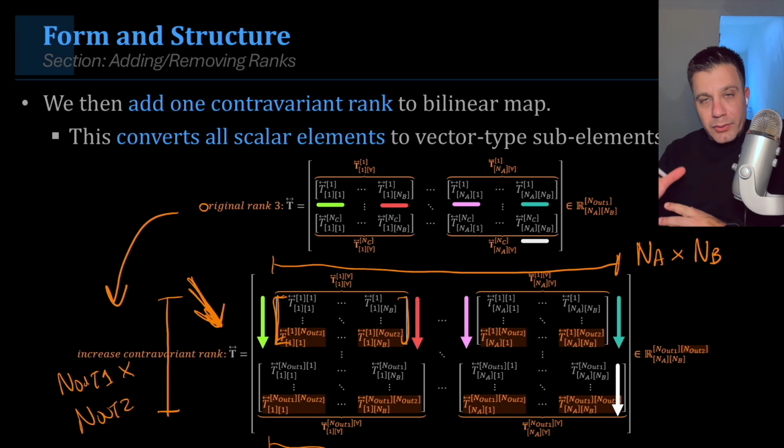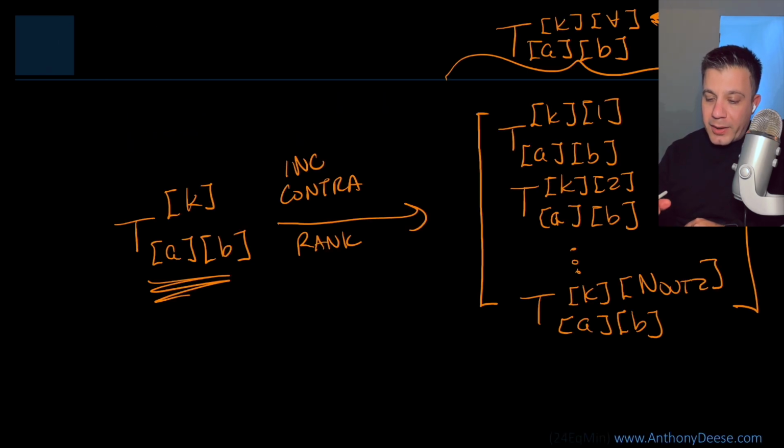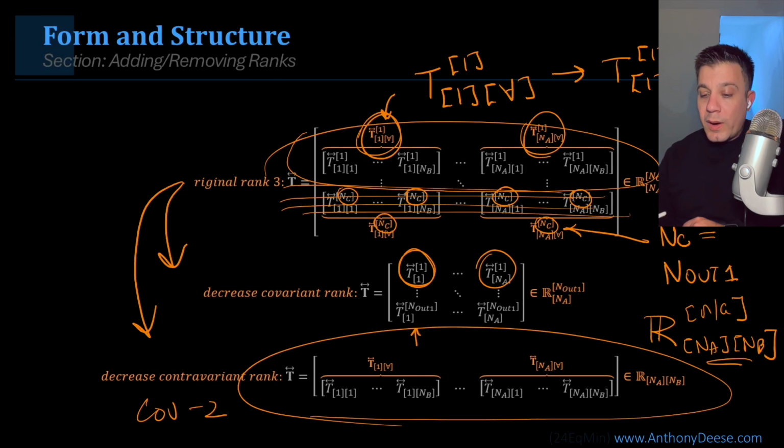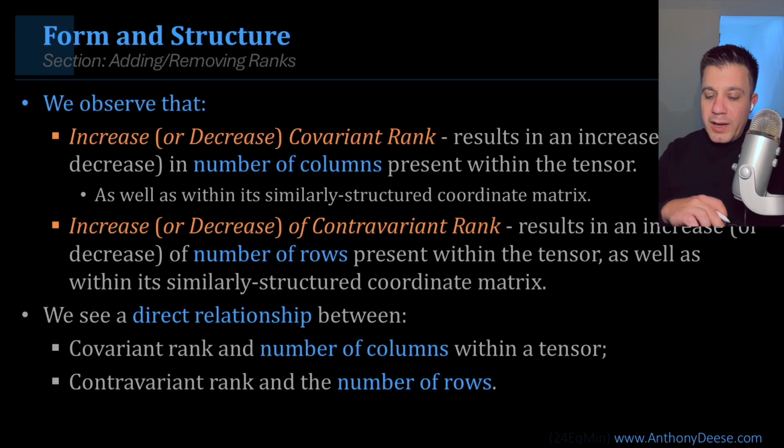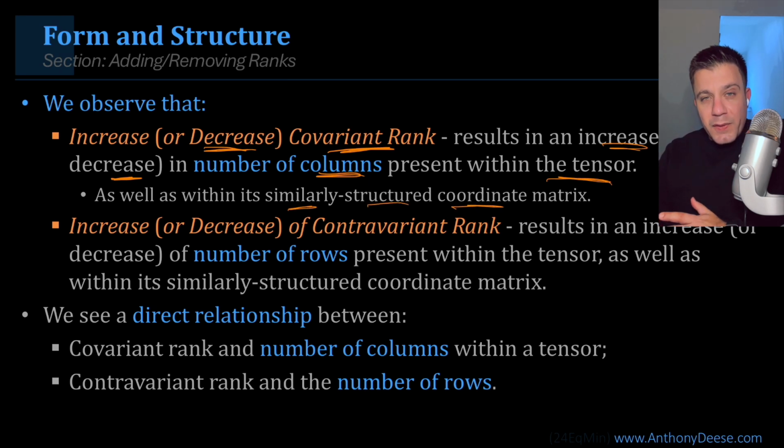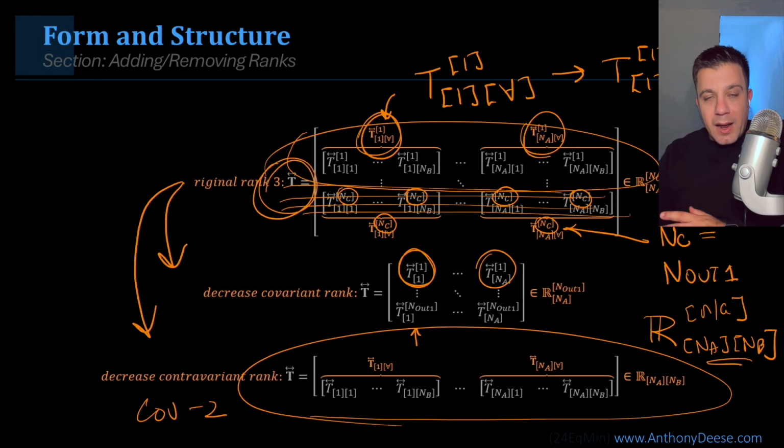But generally, I don't do that. I like to maintain the separators. Otherwise, it makes things like tensor contraction and contracted products quite difficult. So we observe that increasing or decreasing the covariant rank results in an increase or decrease in the number of columns present within the tensor, as well as its similarly structured coordinate matrix. Now, that's one thing I should point out: the structure of these tensors is identical to the structure of the coordinate matrix. Not pretty much, it is, as well as it reflects the structure of the individual elements of the basis set.